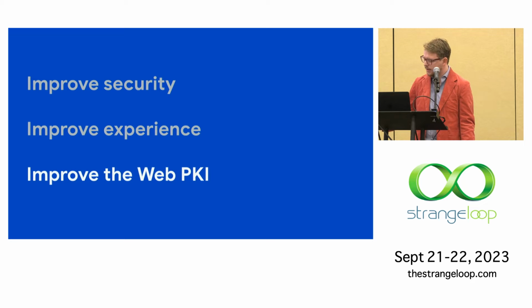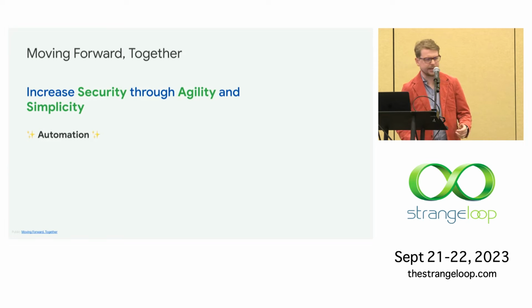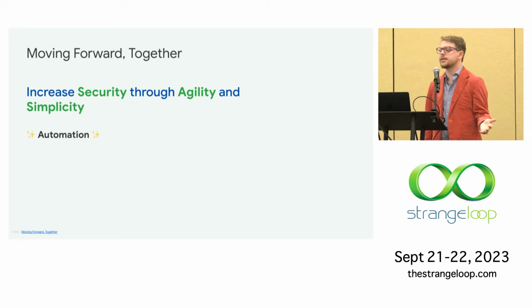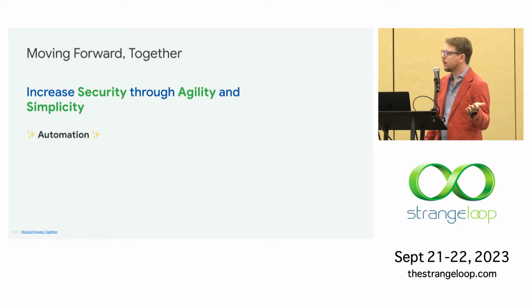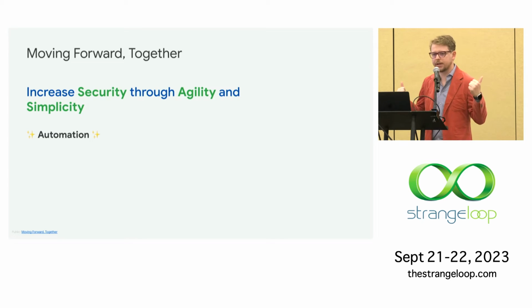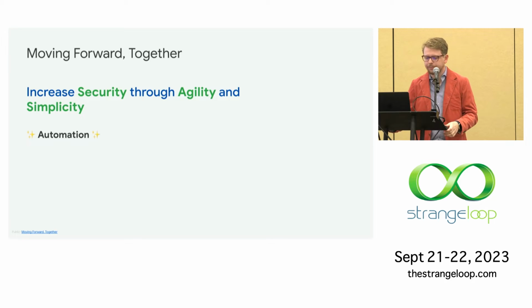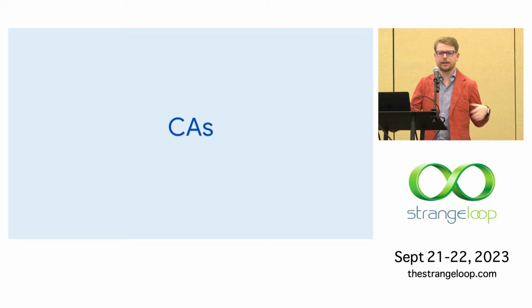To understand how we do this, I want to talk about CAs. I'll also note that we've posted all of this publicly online in a document called Moving Forward Together. The TLDR is that the Chrome root program is looking to increase the security of the Web PKI through agility and simplicity, and the main knob that we have for this is automation. All of those words are objectively good things, so it doesn't mean a lot to just say I want more security and things to be more agile. We've all tried to use Jira, right? To understand what that means, why that's good, and how we hope that plays out, let's look into how you actually operate a CA.